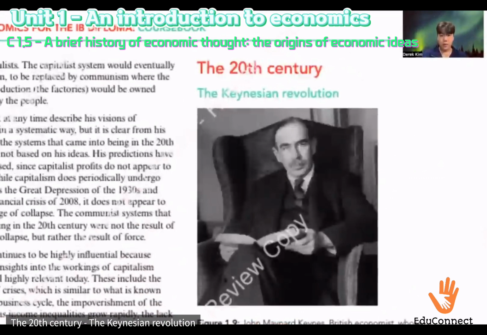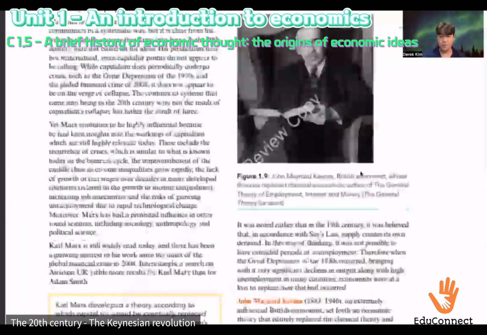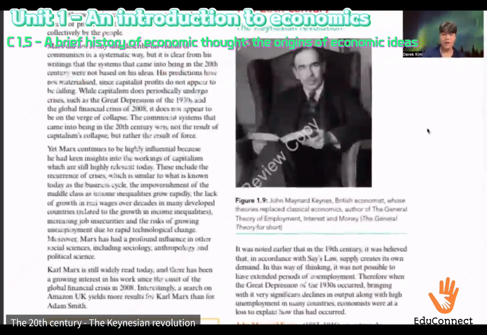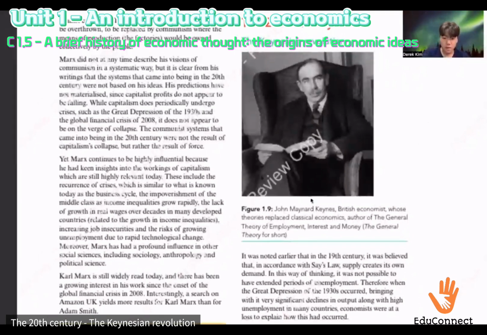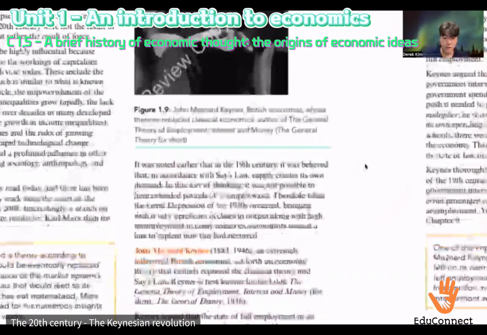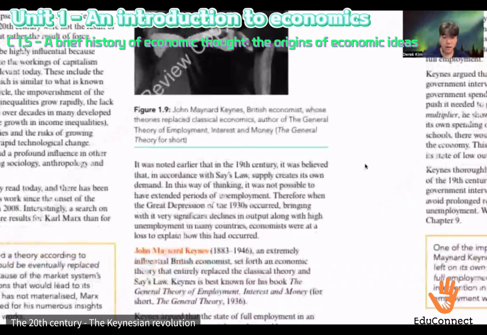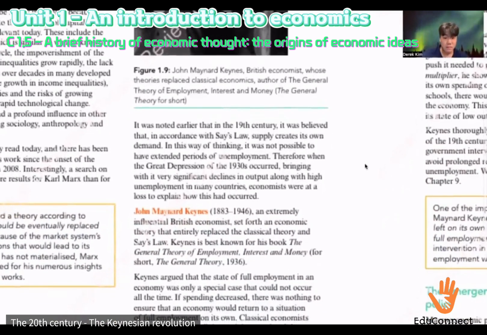Now, the last concept that we'll cover today in this lesson is the 20th century Keynesian revolution. John Maynard Keynes, the British economist whose theories replaced classical economics, author of The General Theory of Employment, Interest, and Money, General Theory for short. It was noted earlier that in the 19th century, it was believed that in accordance with Say's law, supply creates its own demand. In this way of thinking, it was not possible to have extended periods of unemployment.